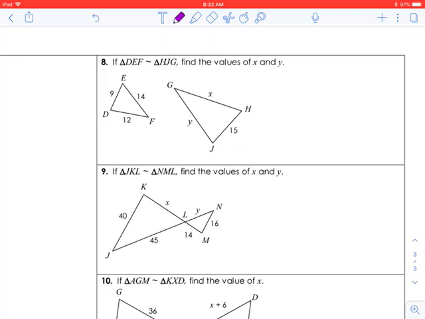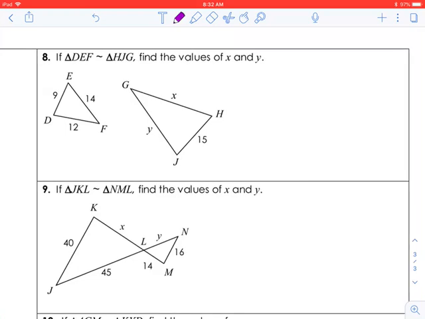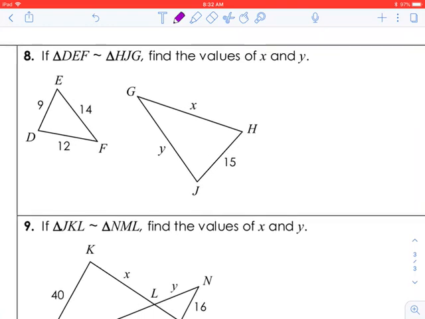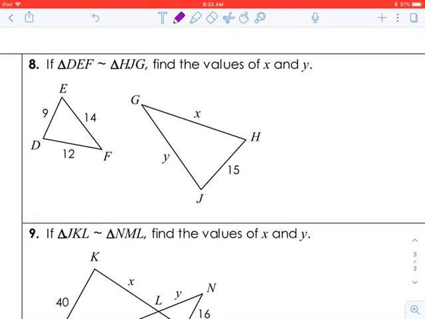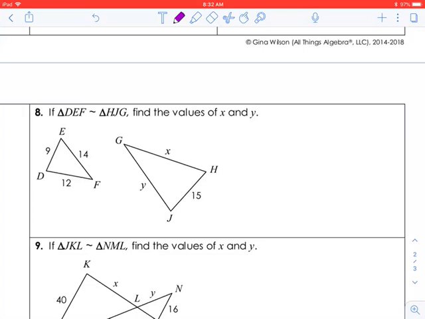Excuse me. So it says find the values of x and y. Keep in mind all these scale factors have to be the same. So if I'm trying to find x and y, I need to know one of the scale factors. In this case JH would be first and second, so DE.